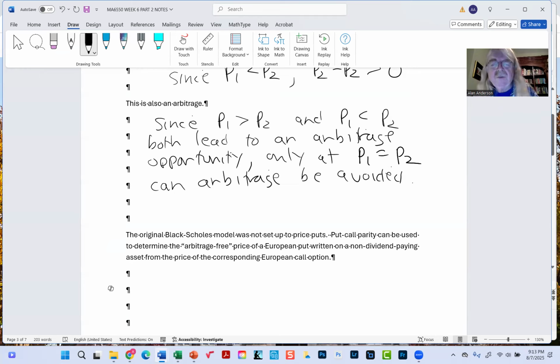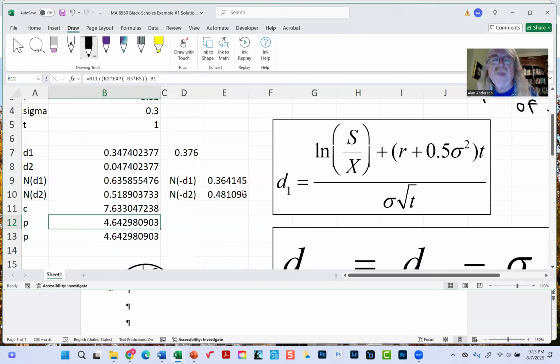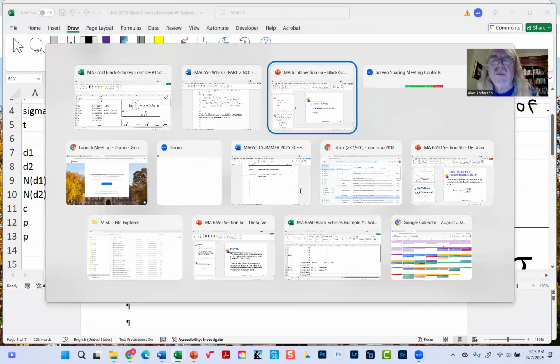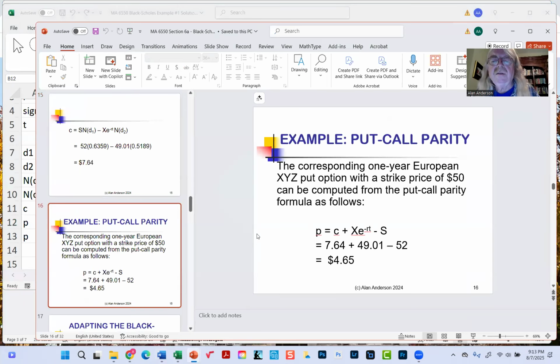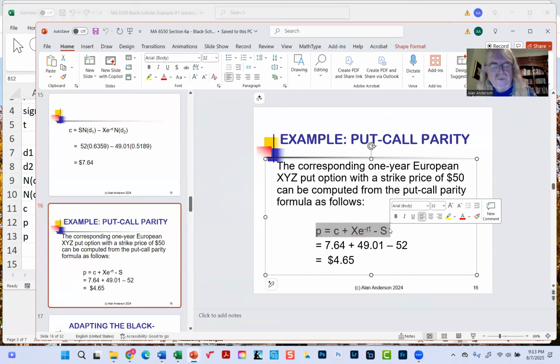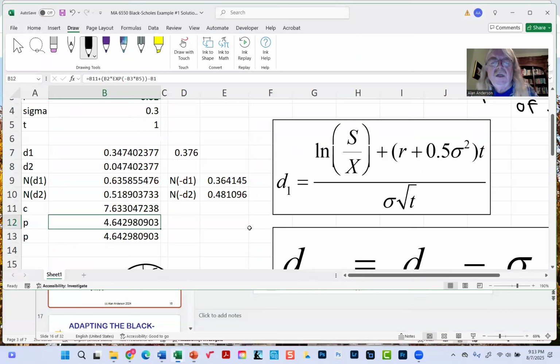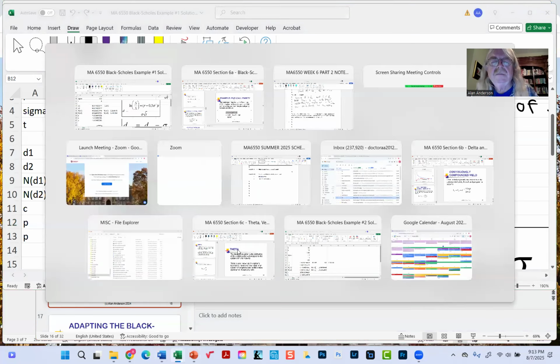So here's what this thing looks like. All right, so it's a pretty straightforward idea. Just copy this.